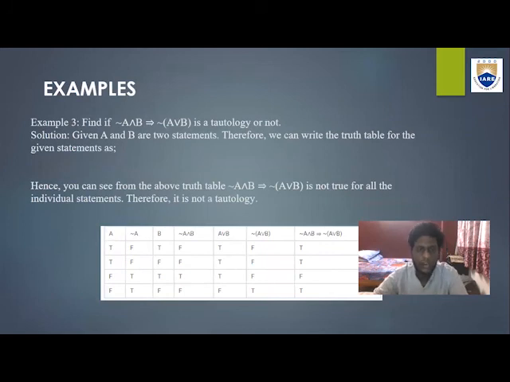Now let us look at the third example of tautology. Find if negation of A and B implies negation of the whole of A or B. Given A and B are statements, we can write the truth table as follows. The value of A will be true, true, false, false. Negation A will be the opposite of the A values, which means false, false, true, true. And the B values are true, false, true, false. Now negation A and B, we get the answer as false, false, true, false.